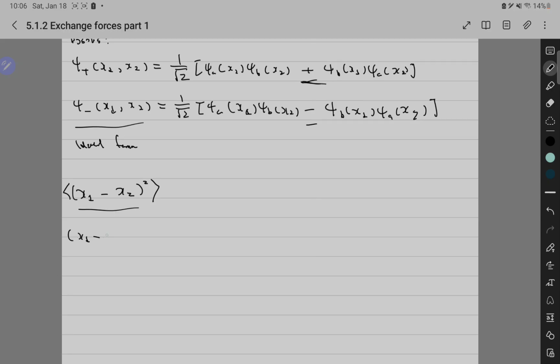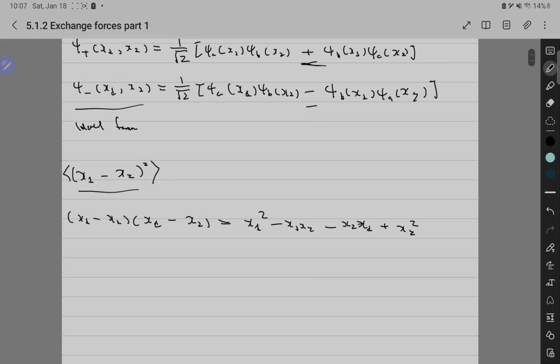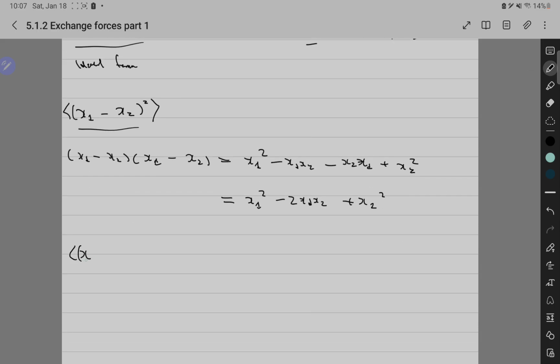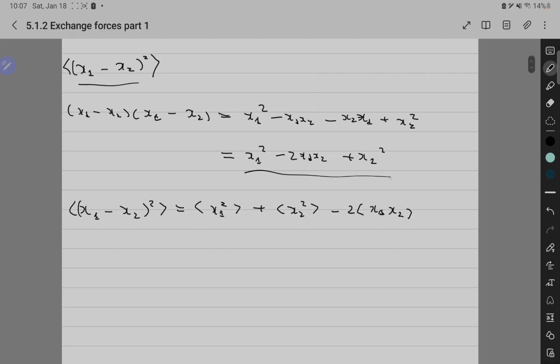And if you have x1 minus x2 inside, you can square it, expanding into x1 minus x2 times x1 minus x2. And if you've done high school algebra, you know that this is equal to x1 squared minus x1 x2 minus x2 x1 plus x2 squared. So this is going to be x1 squared minus 2 x1 x2 plus x2 squared. And if we want to find the expectation value of this, then it's just about finding the expectation value of each individual term. So this is going to be the expectation value of x1 squared plus the expectation value of x2 squared minus 2 times the expectation value of x1 x2, because 2 here is the constant. So this is the expression we have here.